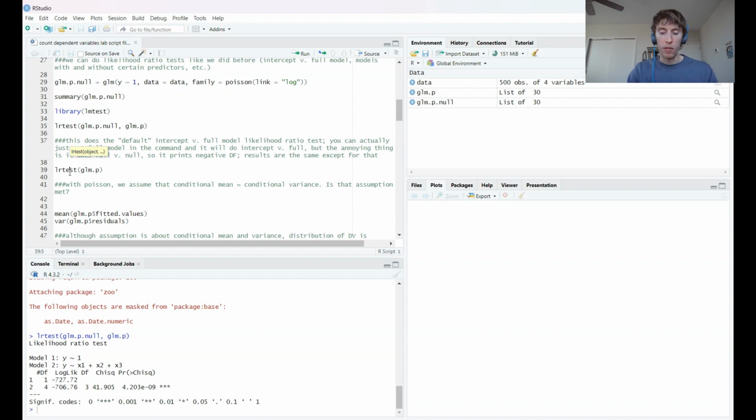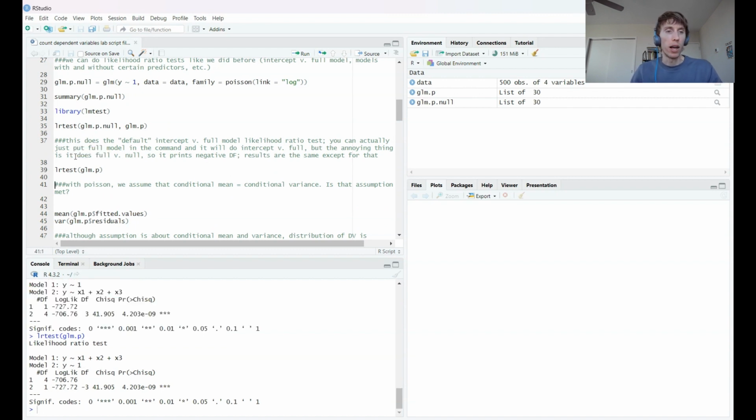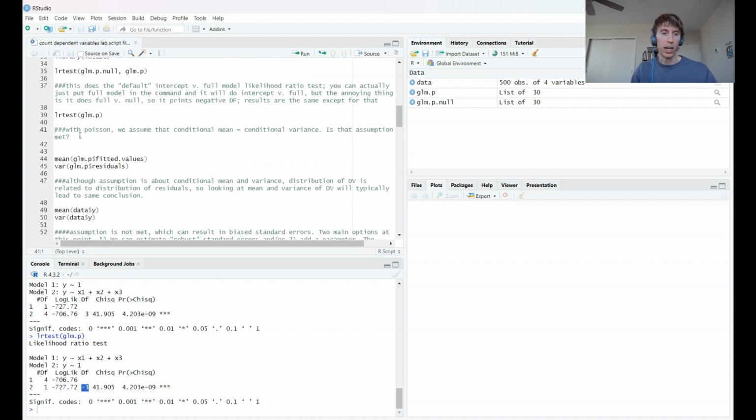One brief note on this is you actually don't need to go through the steps of estimating that intercept only model and then testing it. I like to do that just so you can remember all the steps and have control over things. If you just do the LR test command here with just that model, it'll automatically do it. It just rotates the order, resulting in the negative degrees of freedom. Not actually negative degrees of freedom here, so that can be a little tricky, but if you get rid of that, everything else is the same. So that can be a quicker route to do it. You just have to remember to ignore that negative part.